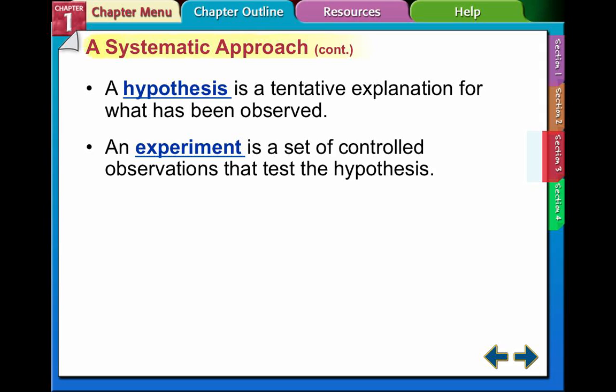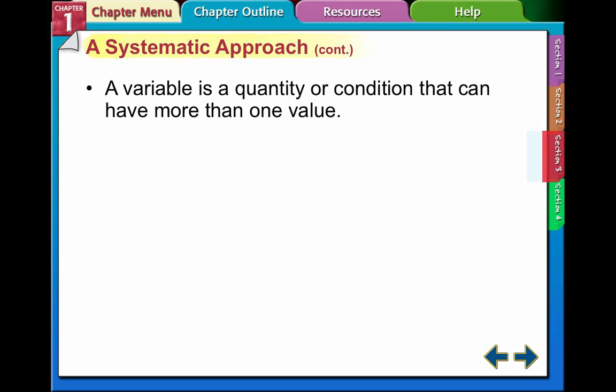Okay, hypothesis is an explanation for what you're observing. Remember, you said I hypothesize that the blue ball will bounce higher than the red ball. Okay, it's just a guess as to what you think the answer is going to be. An experiment is a set of controlled observations that test the hypothesis. That's the steps you go through, the procedure that you follow to test the question that you're asking.